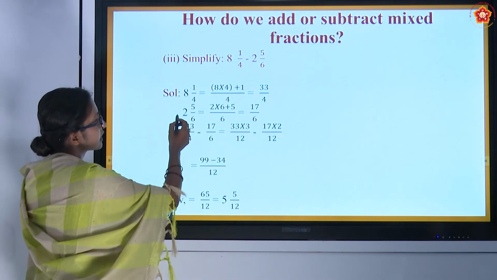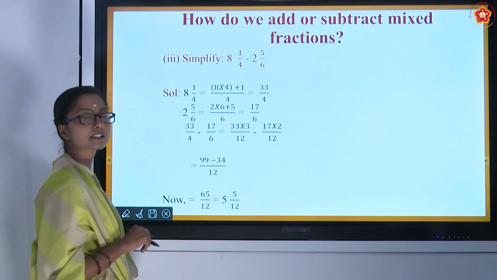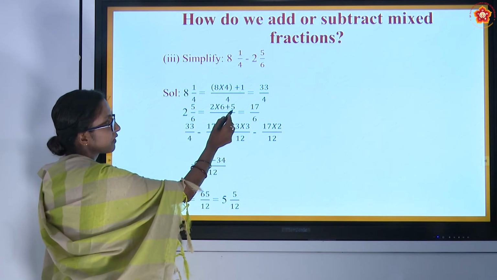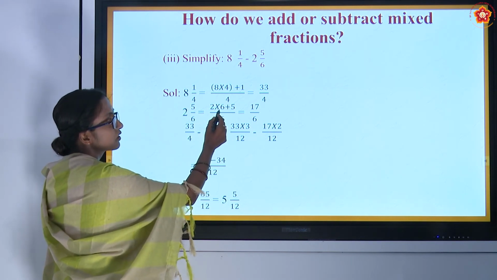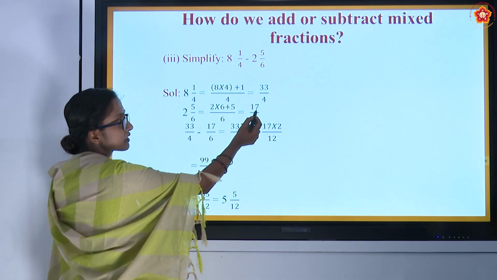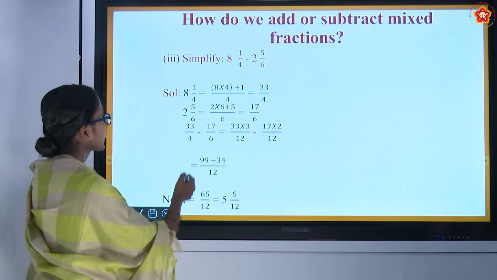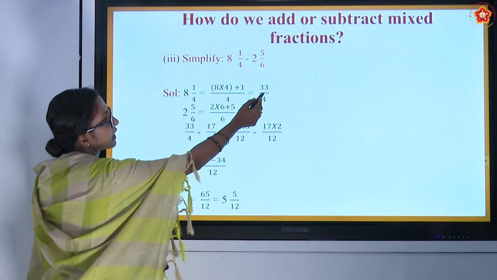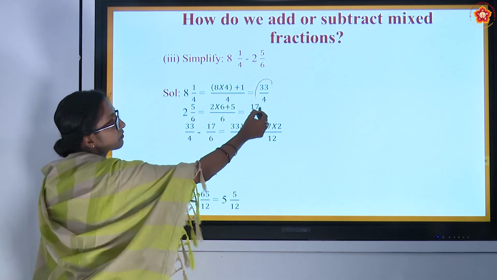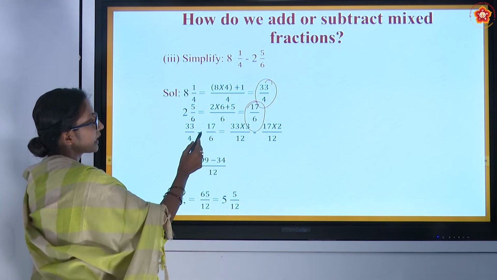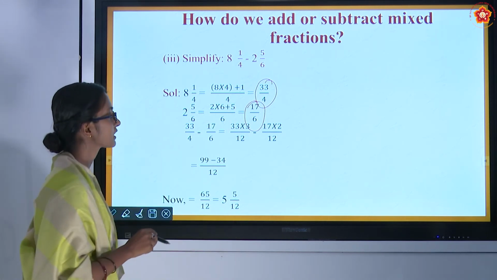Next fraction let's consider. 2 and 5 by 6. 6 into 2 plus 5. 6 2s are 12. 12 plus 5 is 17. Denominator remains the same. Fine. Now let's subtract both the fractions. We need to subtract now these two. 33 by 4 minus 17 by 6.